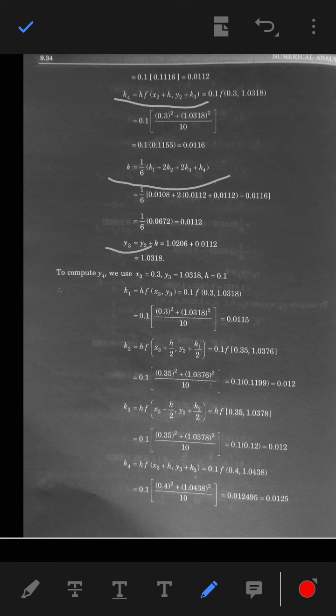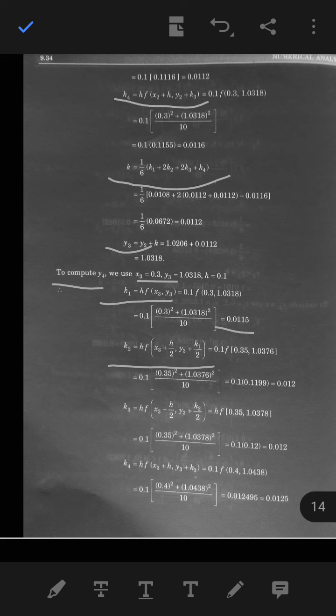Now we are to compute the value of y4. For this we will use the values of x3, y3. First of all, again find the value of k1 as h into f of x3, y3, and it comes out to be 0.0115. Next value is k2, h into f of x3 plus h by 2, y3 plus k1 by 2, and it comes out to be 0.012. Next value is k3, h into f of x3 plus h by 2, y3 plus k2 by 2, and it comes out to be 0.012.